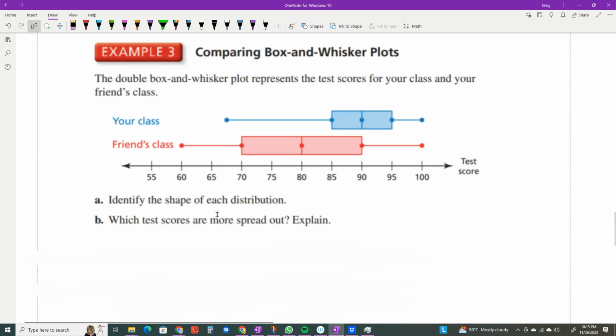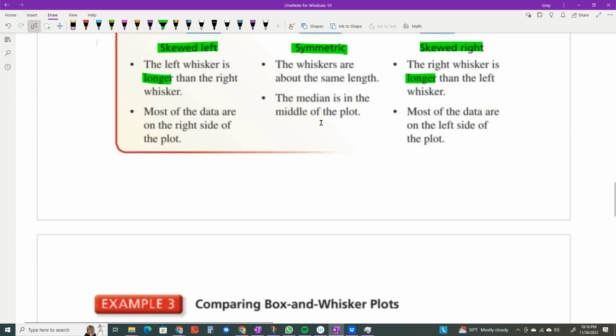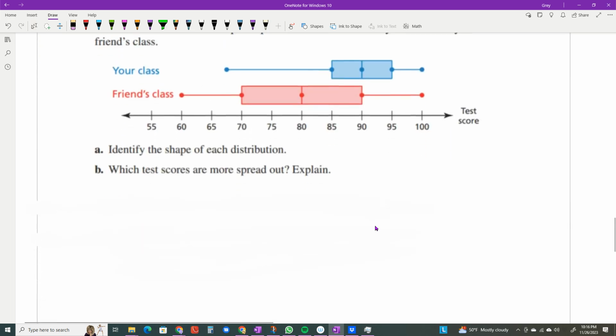So, all right. Compare the box and whisker plots. This is a double box and whisker plot that represents the test scores for your class and a friend's class. Identify the shape of each distribution. So if I identify it, then that's when I'm going to use these words up here: skewed left, symmetric, skewed right. First off, for your class, it's got a longer whisker on the left. So your class is skewed left. But your friend's class is symmetric because each of the whiskers are about the same length. Not exactly, but around the same length.